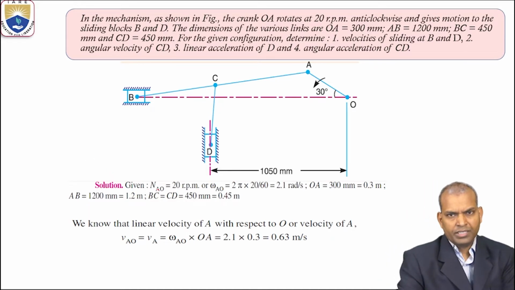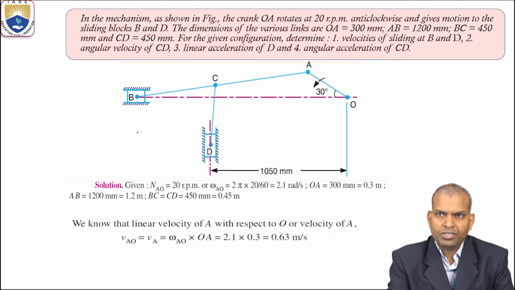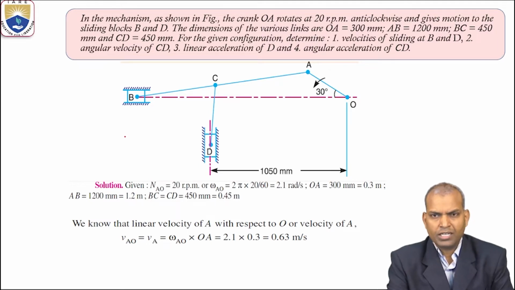Suppose in an examination they did not mention whether to use the velocity diagram or the acceleration diagram. If they did not mention anything, we can go for the diagrams of velocity and acceleration and solve for the acceleration and velocity components of various links.